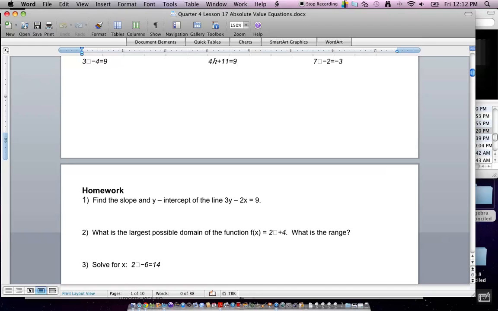Please put calculators back. Every day I've been finding calculators laying around the room. Very uncool.